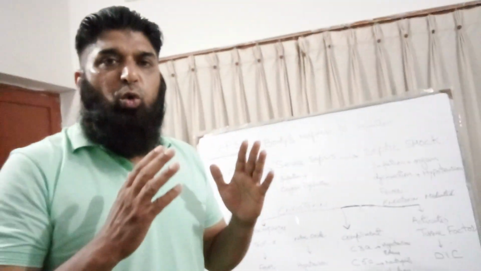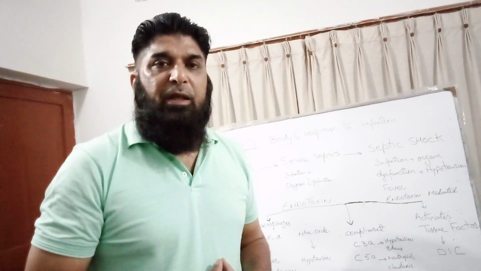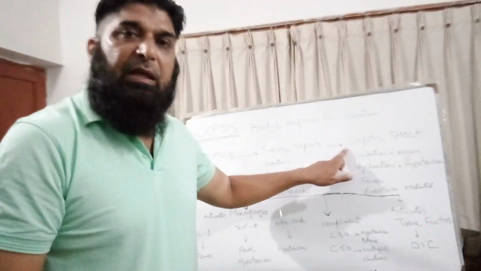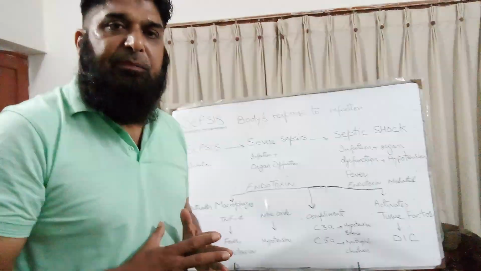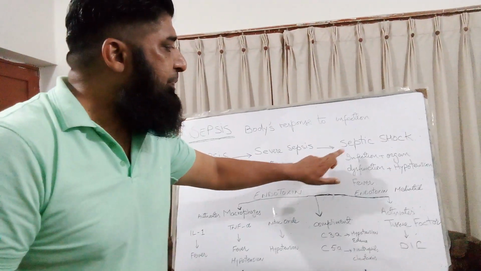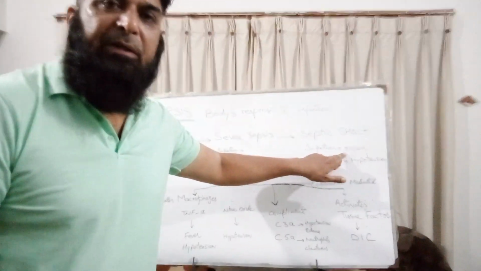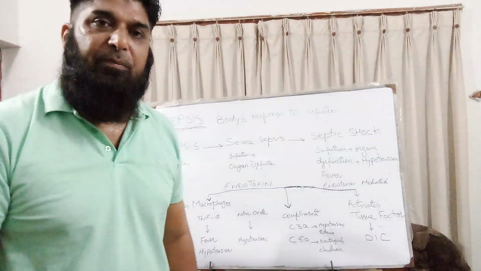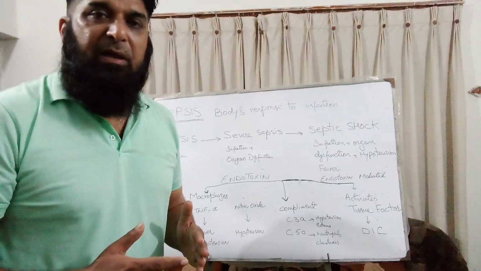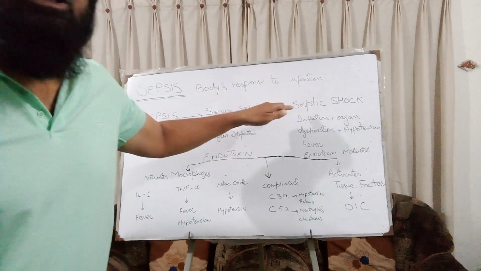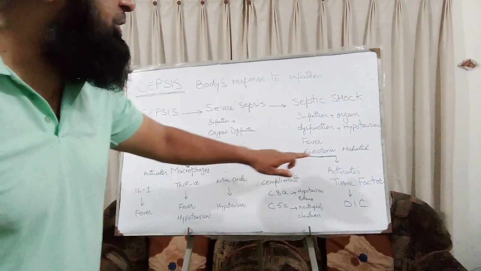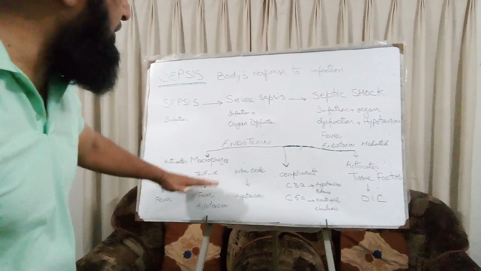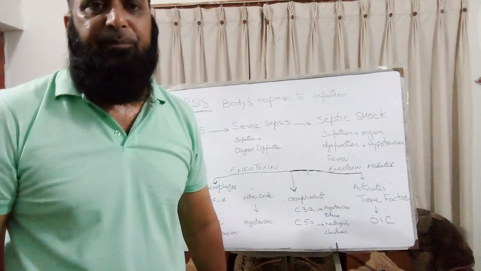So, to conclude the things, students, we can say that septic shock is characterized by infection, organ involvement, hypotension and fever. The mechanism behind septic shock is endotoxin production, and this is the pathophysiology of endotoxin production.